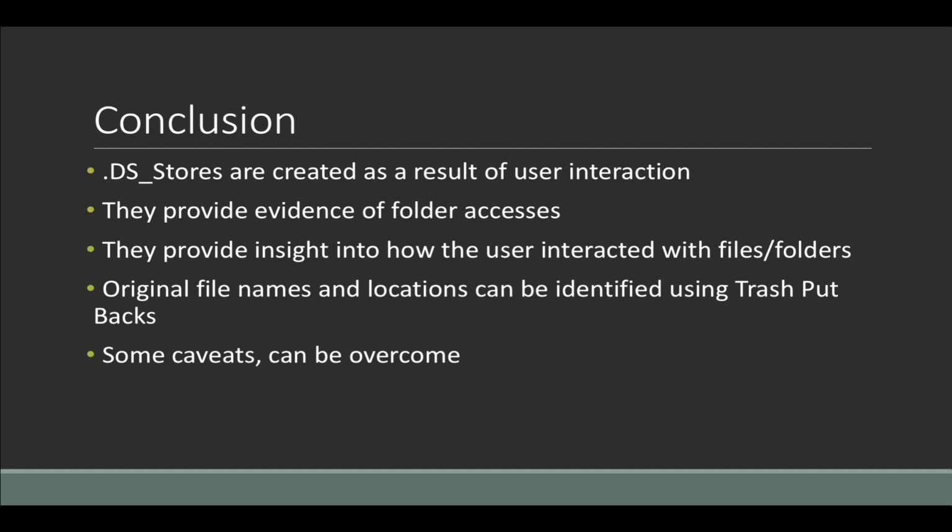They provide how the user interacted with Finder or with the folder while it was opened. Where was the scroll position? Did they click on any of the icons? There's a lot of different data that I can't cover because the time frame is quite limited, but you can also get the original file names and locations of files that were sent to the trash and then restored. So that's great information also. We do have some caveats with this, but we can do some workarounds for those caveats. So that's what I have for you.